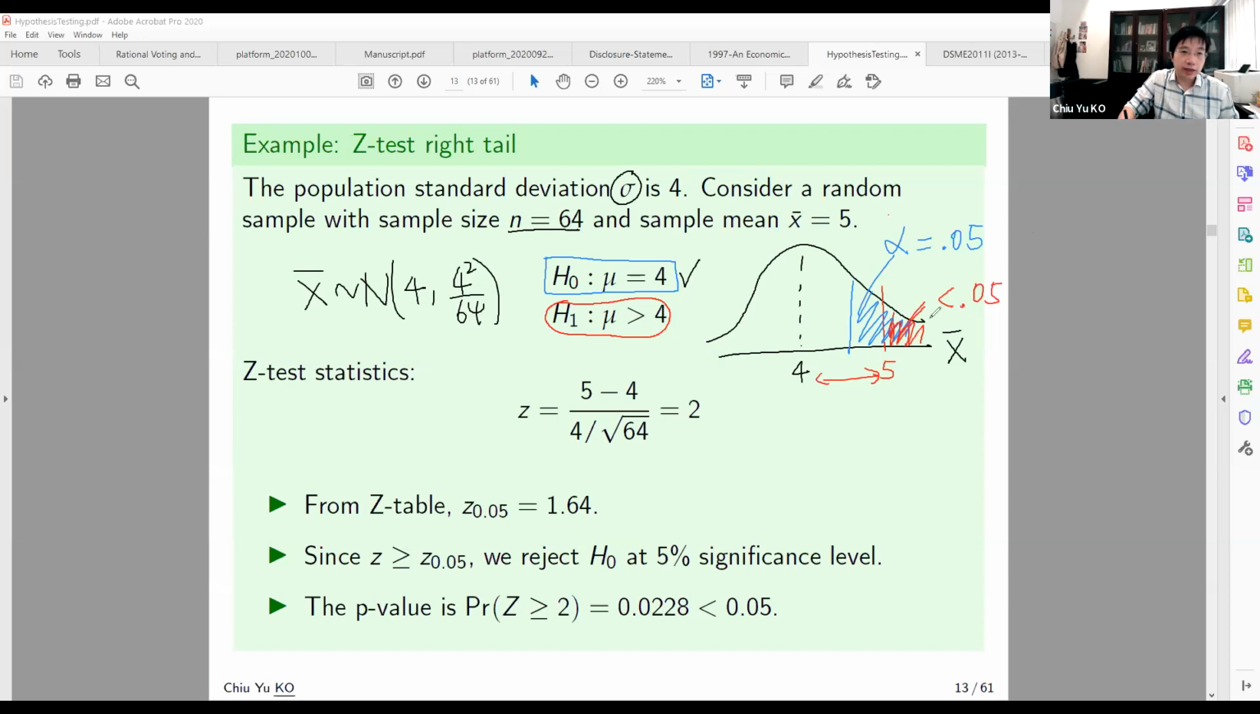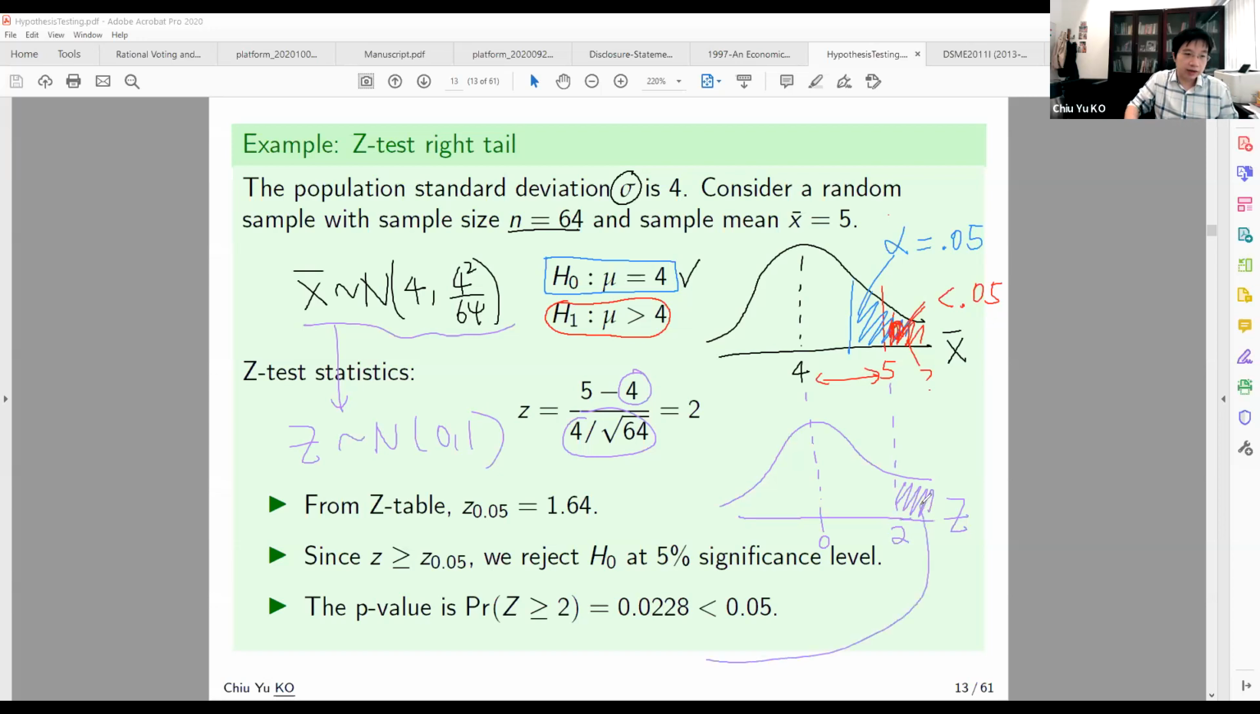There are two ways to do it. First is to find out exactly what this area is. That is the p-value method. What you do is convert it to the z-scale. This is 0, 4 becomes 0, and 5 becomes 2. How do you do that? You subtract the mean and divide by this, because you just convert to z, with 0, 1. So this is 2, and you want to calculate this area by the p-value method.